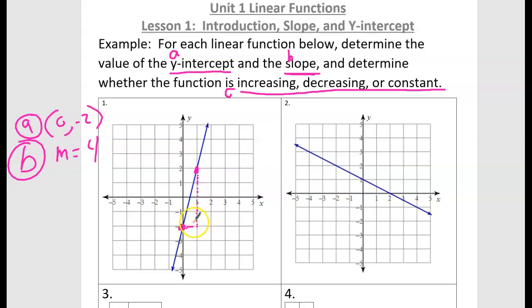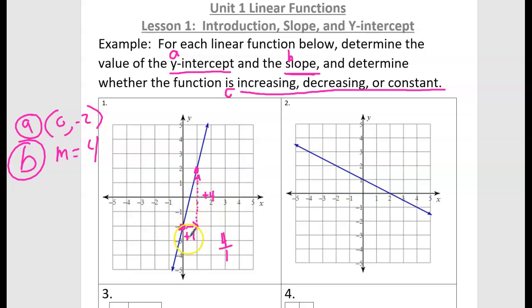Now this over distance going to the right is my run. So how far over did I go? Well, I went to the right, so that's a positive, and I went to the right 1. And then I had to go up 1, 2, 3, 4 spaces. So I went up, which is also a positive, up 4 spaces. So my rise is 4, my run is 1. Rise over run.